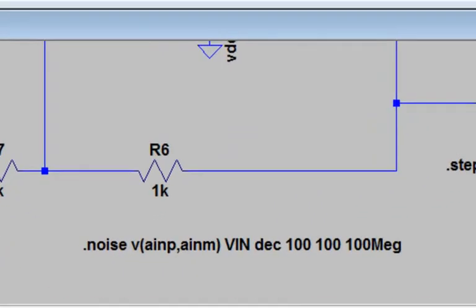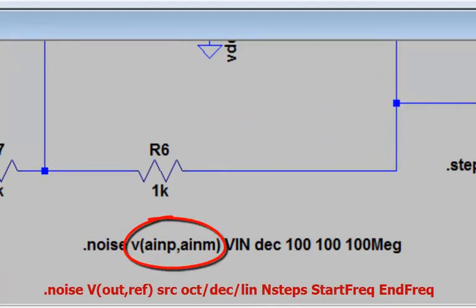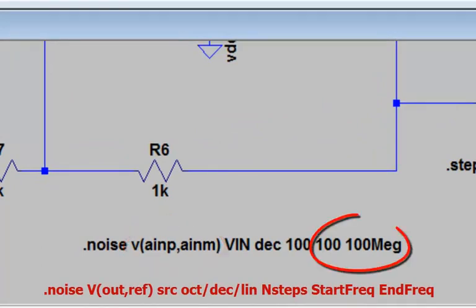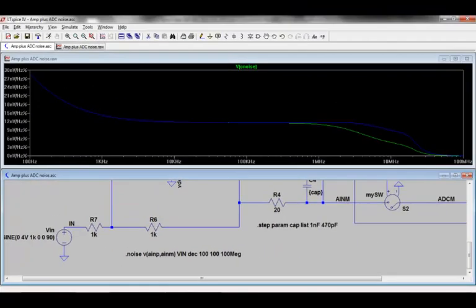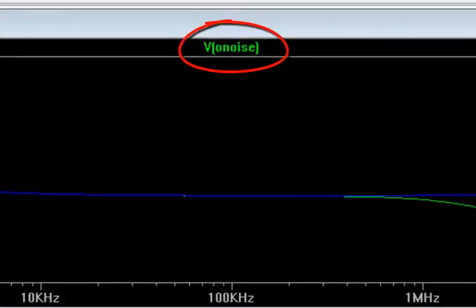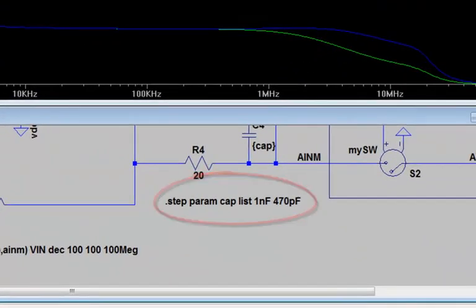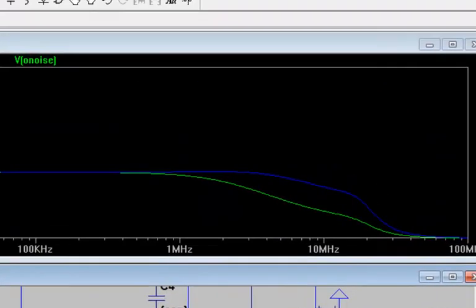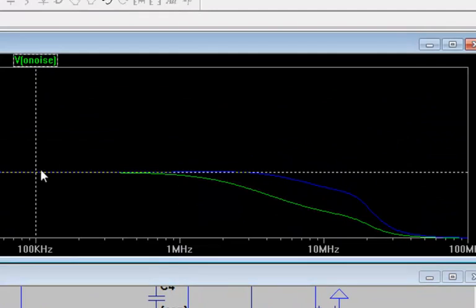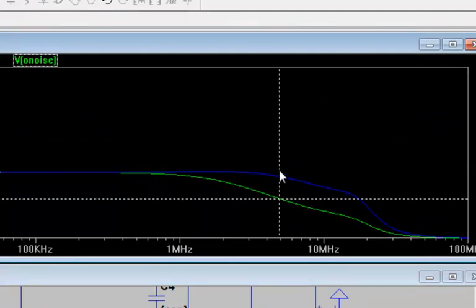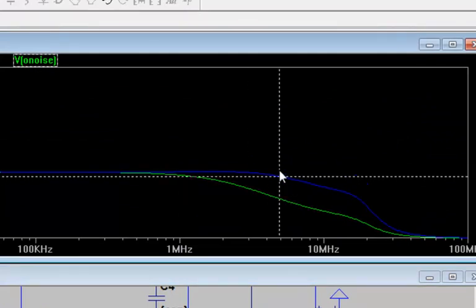I define the noise output as the differential signal at the input to the ADC and sweep the noise analysis across frequency. Then I can plot output noise by selecting VO noise. Note that here I am also still stepping the filter capacitor value, so I actually get two noise curves. The simulation with the smaller capacitor value, which is the blue curve, extends the noise density to higher frequencies, which means that the total integrated noise will be higher.